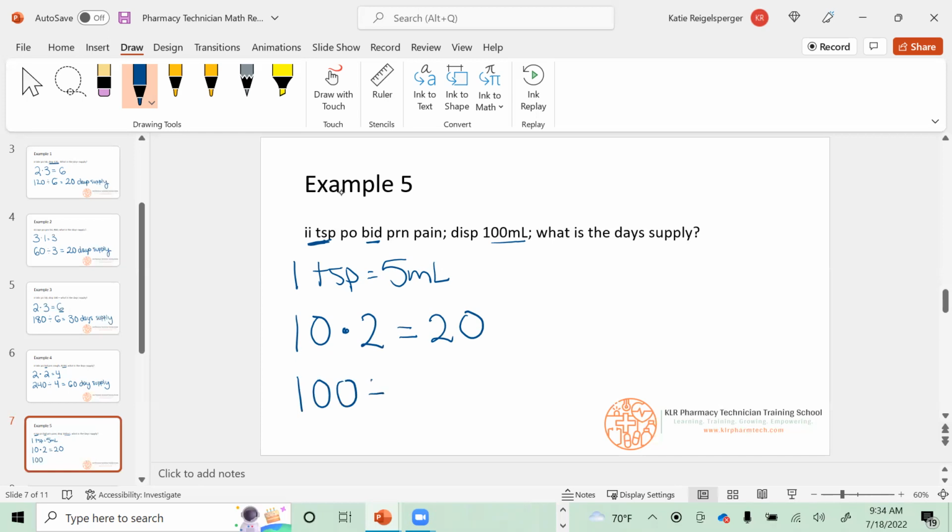We're going to divide that number by the total amount the patient takes per day. 100 divided by 20 equals 5. So this is a 5-day supply.